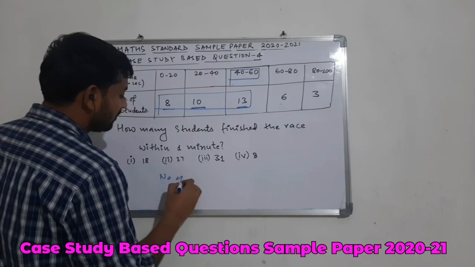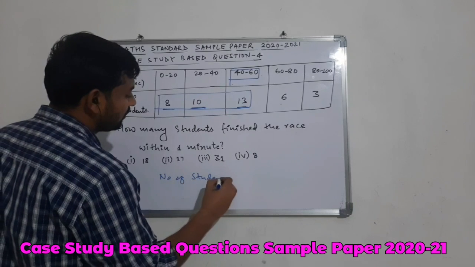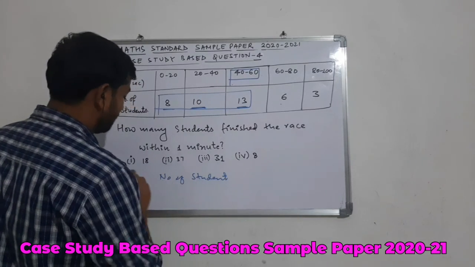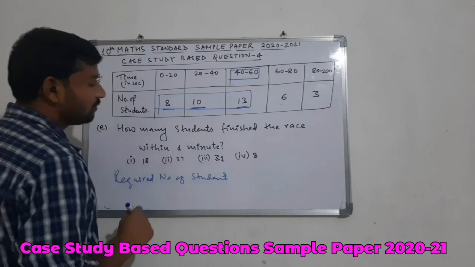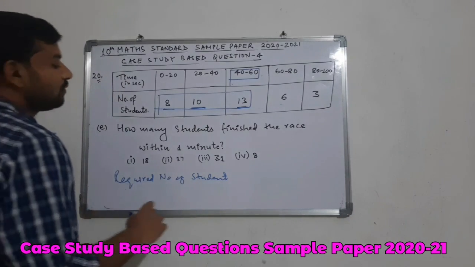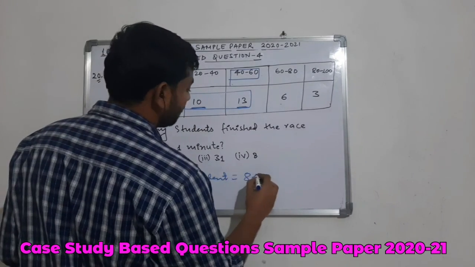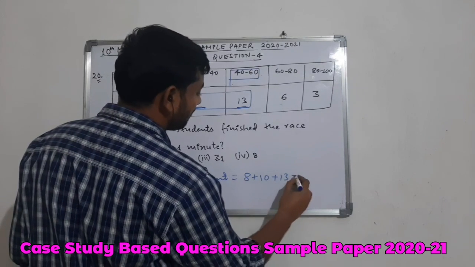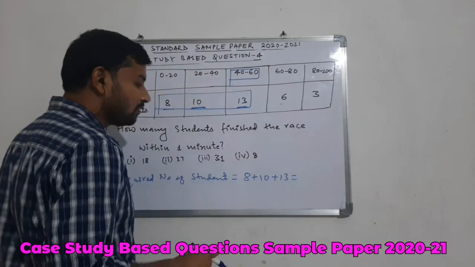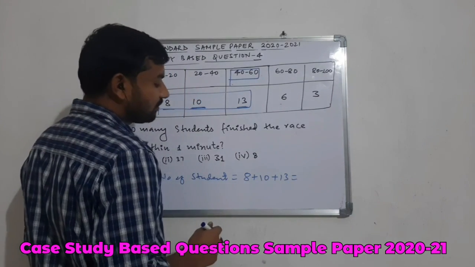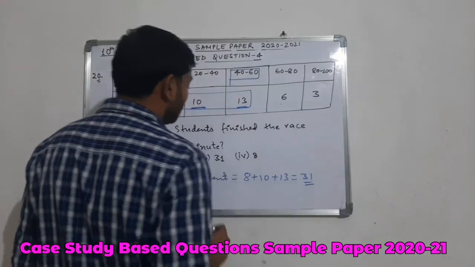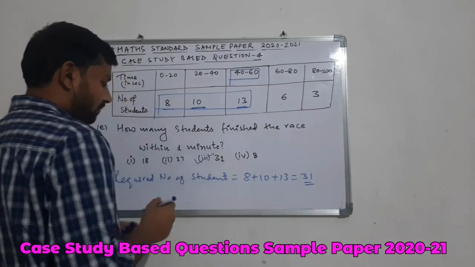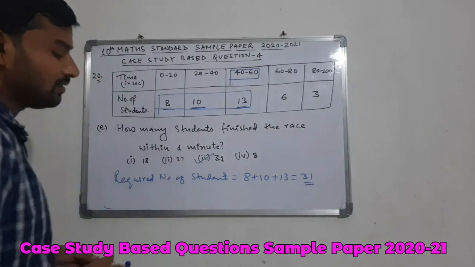So the required number of students who finish the race before 1 minute are 8 plus 10 plus 13, which we can also observe from the cumulative frequency table, and this is coming out here as 31. So the correct answer in this is 31, that is the third option.